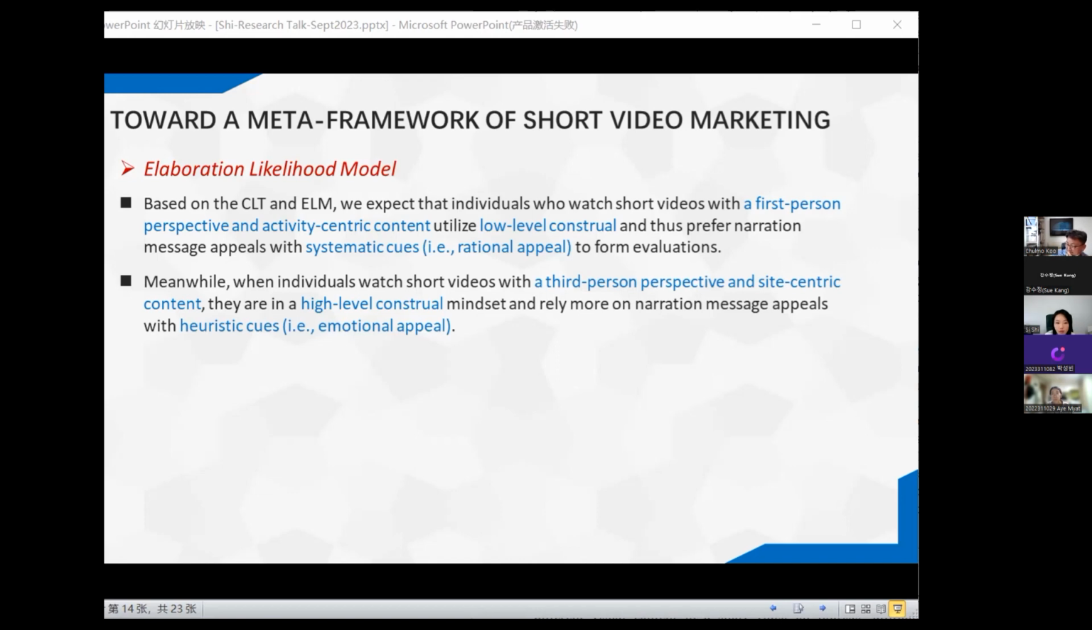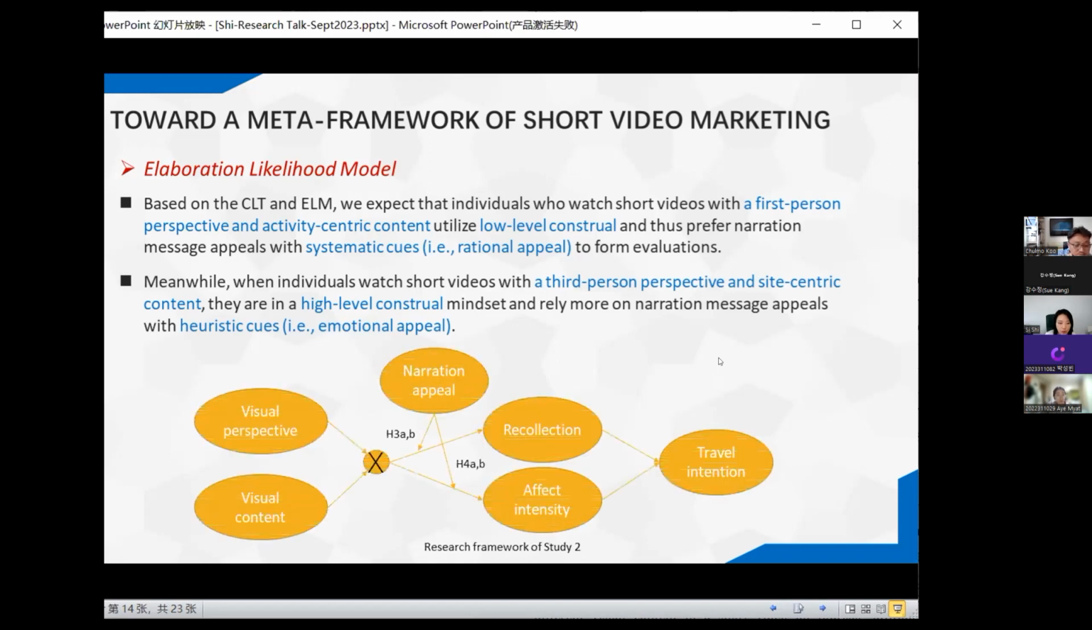That means they can better receive the information that you deliver to them, and this results in more favorable attitudes or behavioral intentions. So this is the research framework of our study 2.